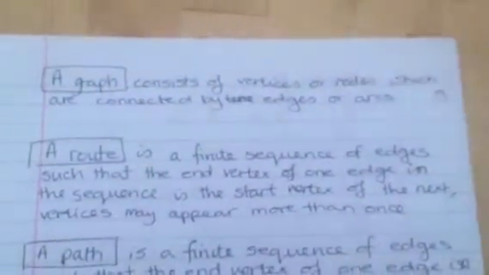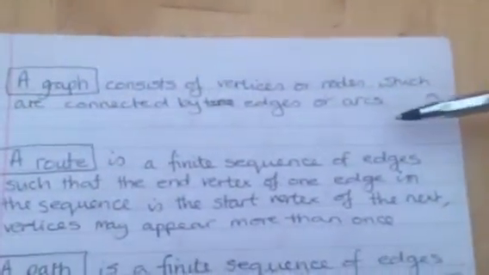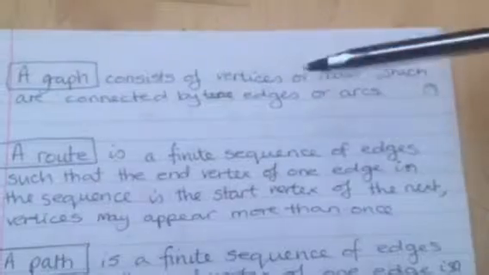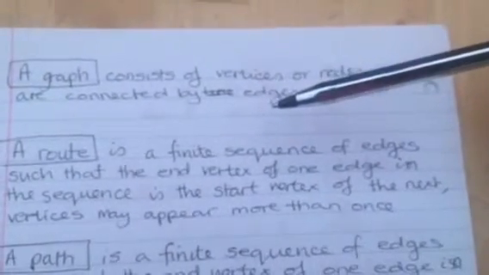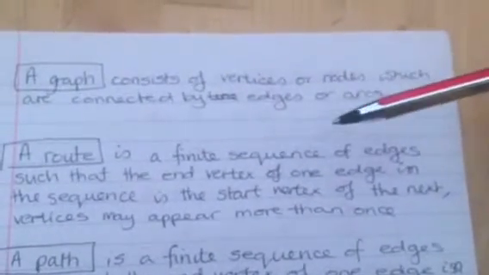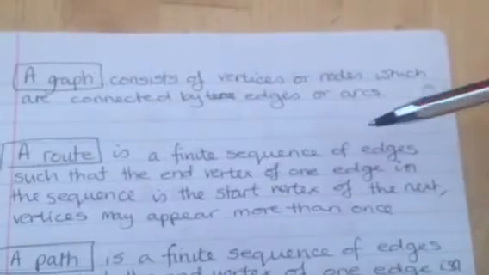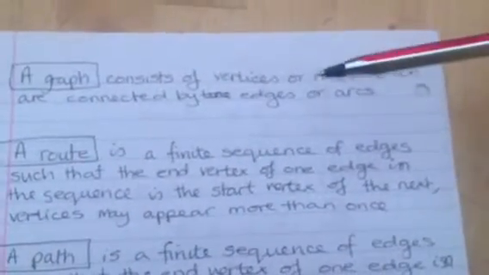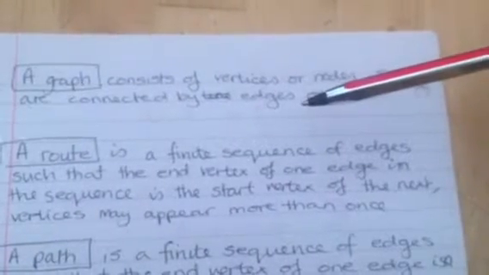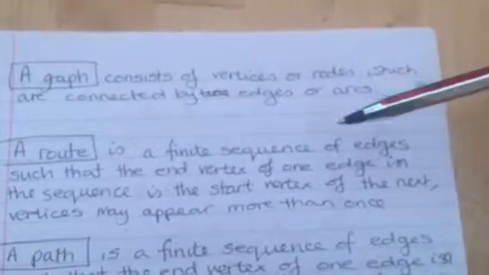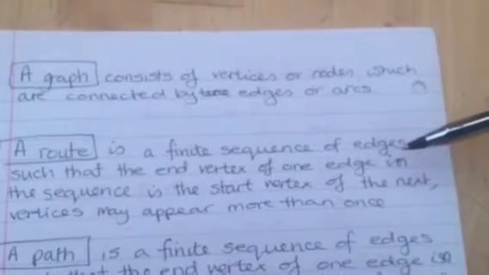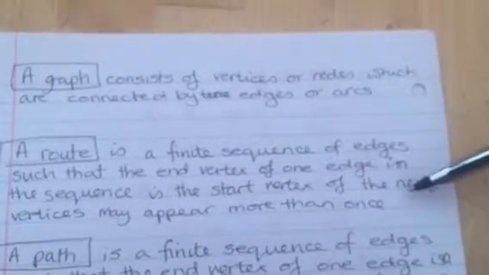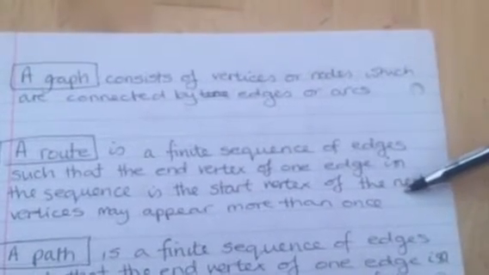A route is a finite sequence of edges such that the end vertex of one edge in the sequence is the start vertex of the next. So it's a finite sequence of edges such that the end vertex of one edge in the sequence is the start vertex of the next. And vertices may appear more than once in a route.